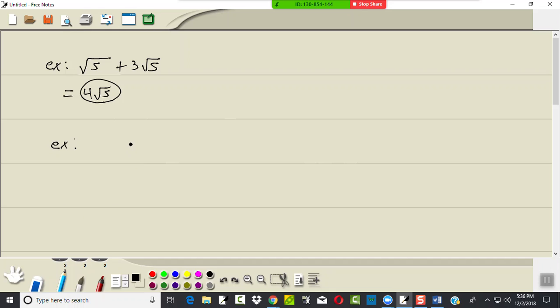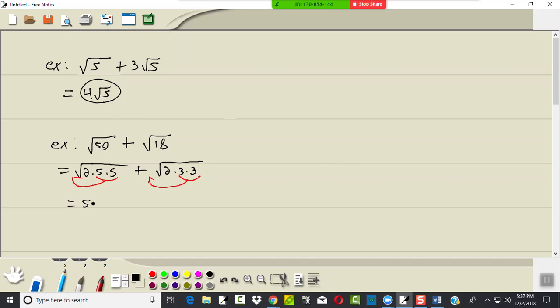Of course, the challenge becomes, how do you handle it when the radicals aren't the same? For example, let's say I had square root of 50 plus square root of 18. Well, if I do the prime factorization of 50, I got 2 times 5 times 5. If I do the prime factorization of 18, I got 2 times 3 times 3. Now these are square roots, which means we're looking for a pair of somethings. Here's a pair of 5s, so they're going to come out in front. Here's a pair of 3s, so they're going to come out in front.